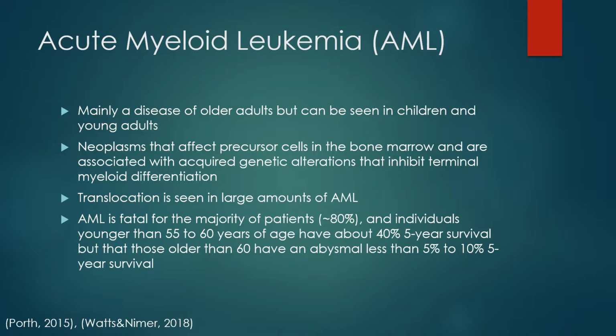And unfortunately, acute myeloid leukemia is fatal for about 80% of patients. Individuals younger than 55 or 60 years of age have about a 40% survival rate, and those who are older than 60 have less than that, with a 5 to 10% 5-year survival rate.